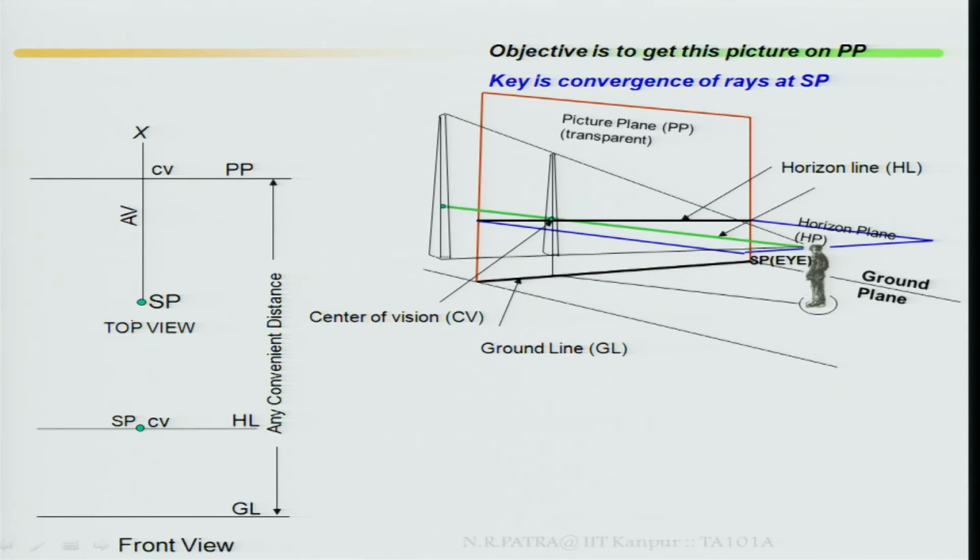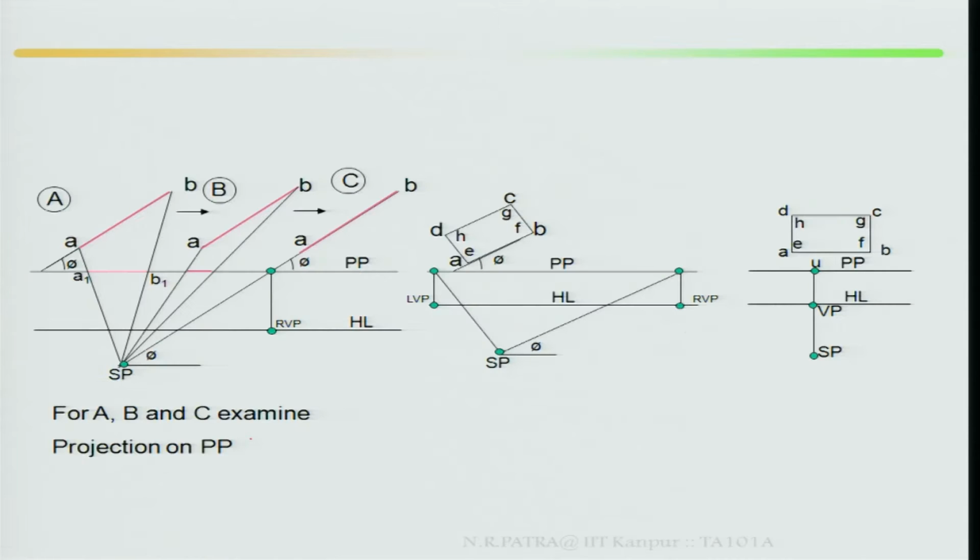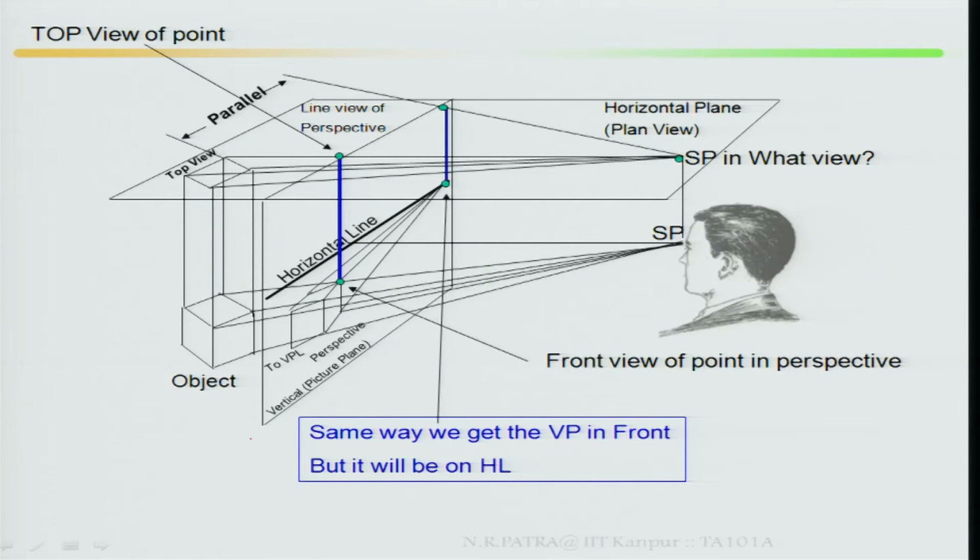Last class we covered the basics in perspective views. There will be a picture plane, then there is a center of vision, and a station point, generally in the top view. Then the center of vision, the horizontal line and ground line, the horizon line and ground line. It comes from this 3D picture.